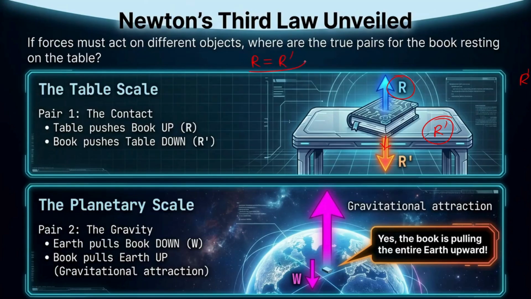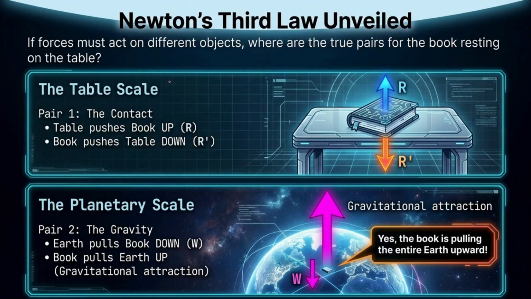R and R prime should be equal, otherwise the book is going to be moving. Here I write: the table pushes the book in the upward direction. This is the R direction, and at the same moment, not back and forth, at the same moment, the book pushes the table down, which is R prime, and it should be equal to R. In this case, you can say that R and R prime are a pair of the third law.